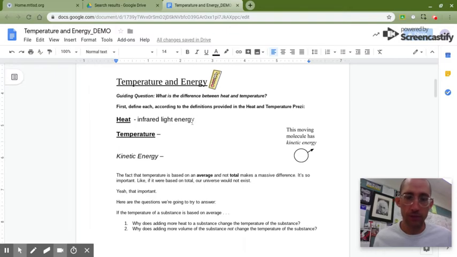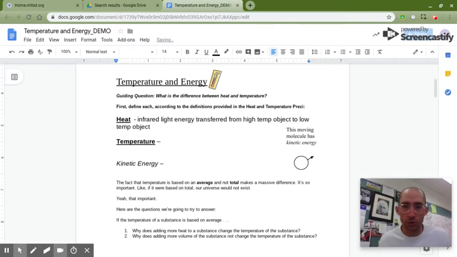Infrared is heat. How heat is transmitted. Heat is energy, which can be treated as a light wave. So anyway, infrared light energy. I'm reading the definition verbatim off my other screen. Infrared light energy is being transferred from a high temperature object to a low temperature object. So it gives you insight as far as the direction of heat, the direction that heat travels.